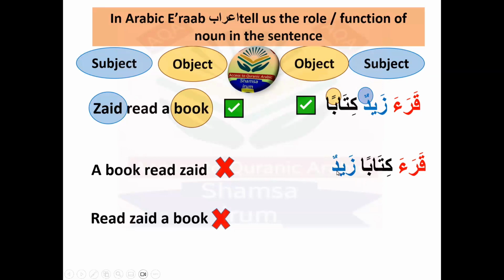So what do we have to do? We have to check the haraka. We will not check the position of the words in Arabic. We have to check the haraka of the last letter of the word. So Zaid is a word, and what's the last letter of the word? The last letter has the dhamma on top of it, so it means it is marfu, and marfu means it acts here as a subject. And kitaban is mansub, so it means it acts here as an object. So it still gives us the same meaning, that Zaid read a book.